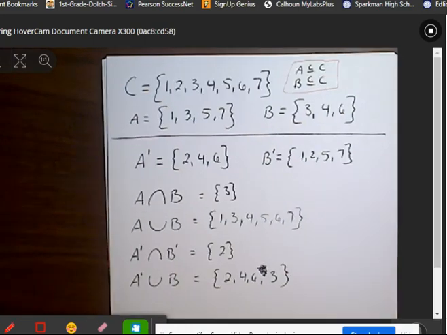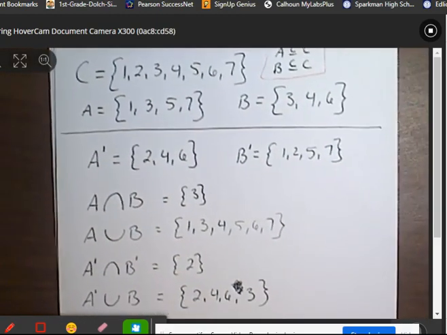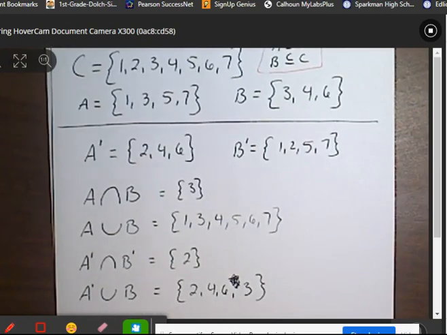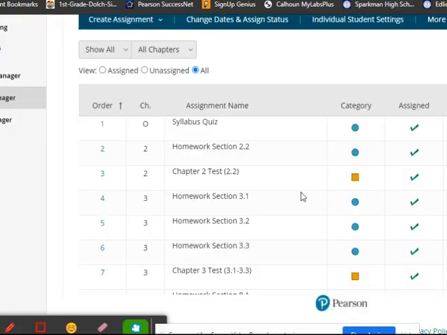Hey, there we go. All right, found my zoom option. That'll make things a little better. Okay, that'll make things a lot better.